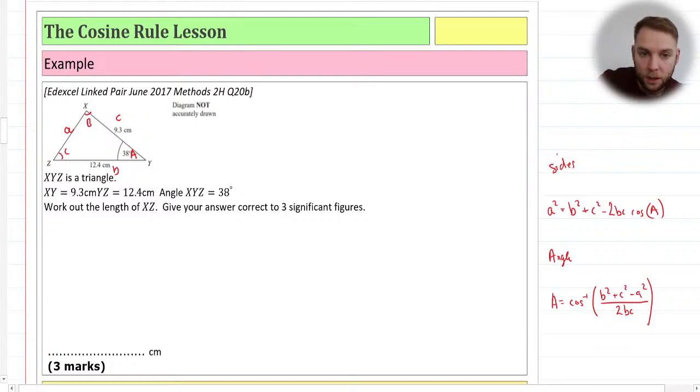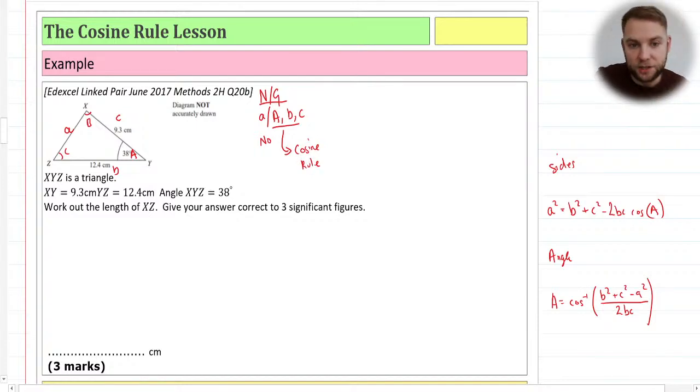Brilliant. So I write my need and got list, need slash got. In this case, I need little a, and I've got capital A, I've got little b, and I've got little c. So I ask the question, do I have a matching pair in my got list? No, which means that I use the cosine rule.